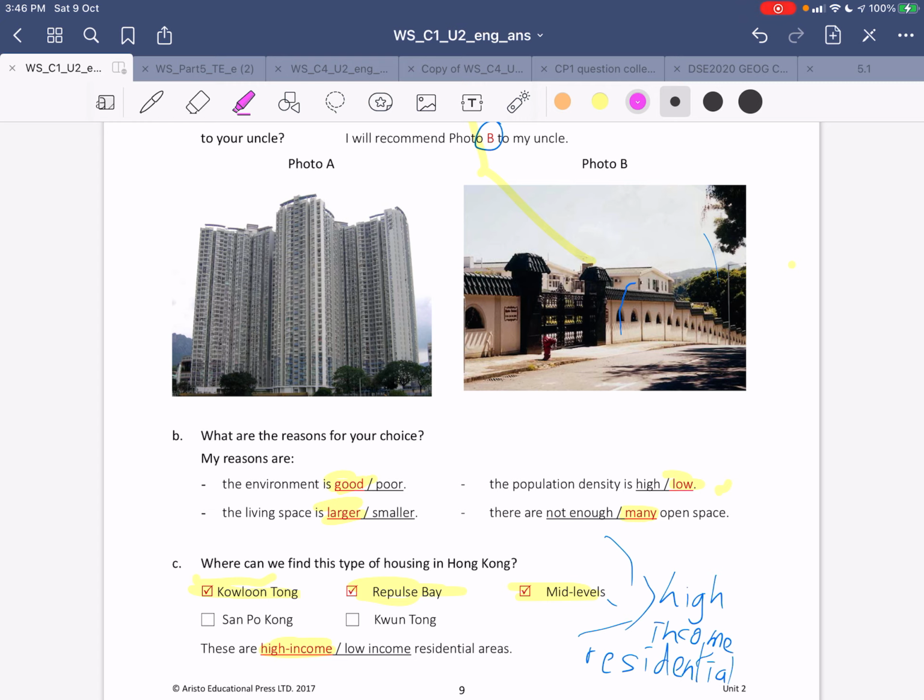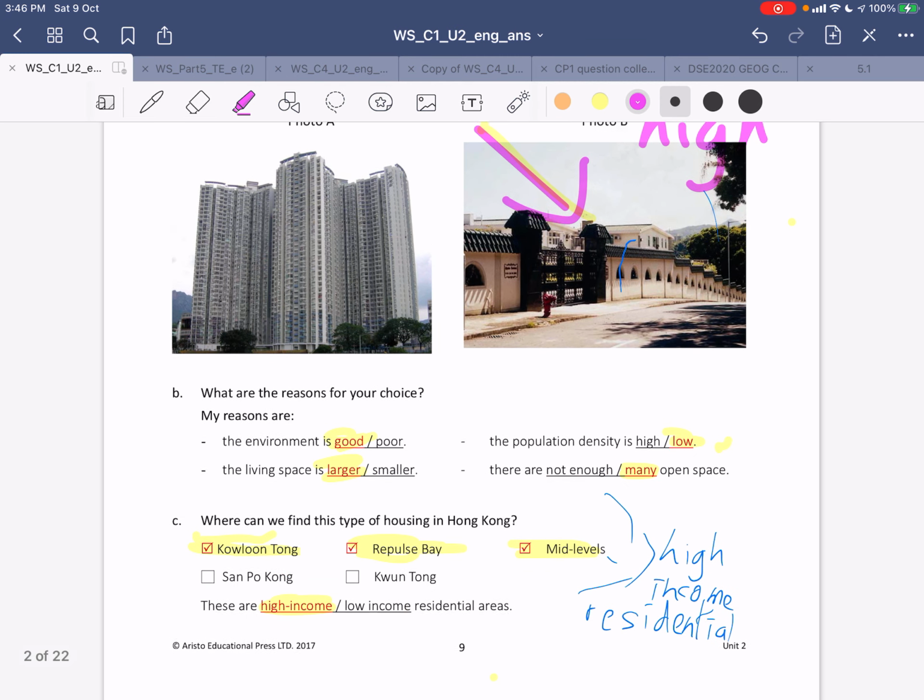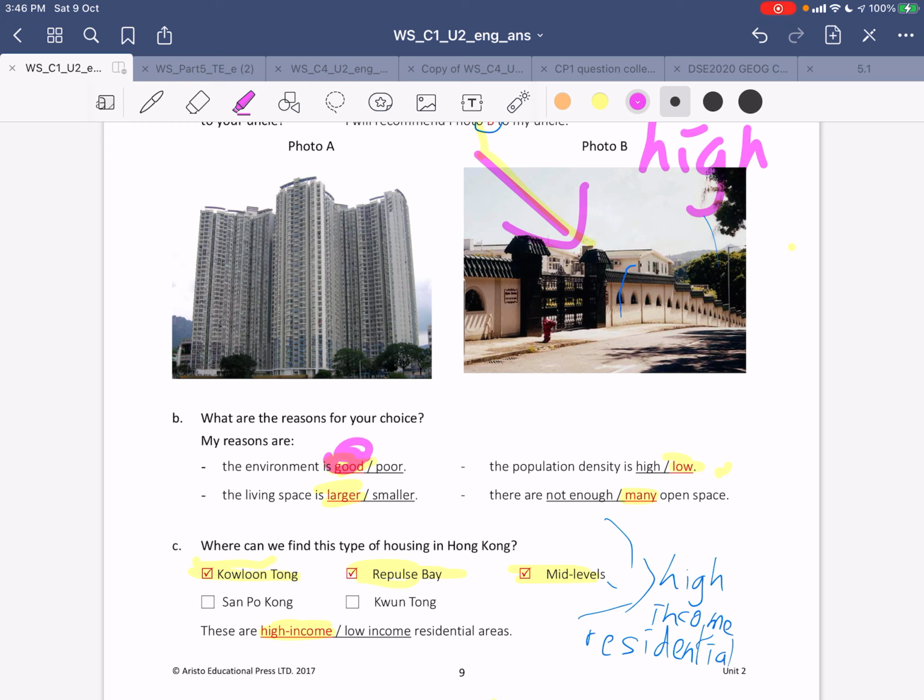As I have told you before, I think you will choose these for the high income residential, isn't it? But why? Mainly because the environment is good, the living space is larger, the population density is low, and there are a lot of open spaces. So accordingly, you will feel better living there, isn't it? This is how the high income residential looks like.